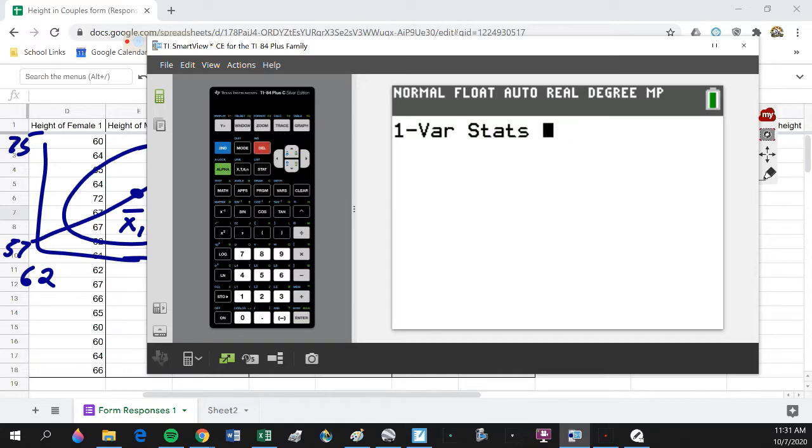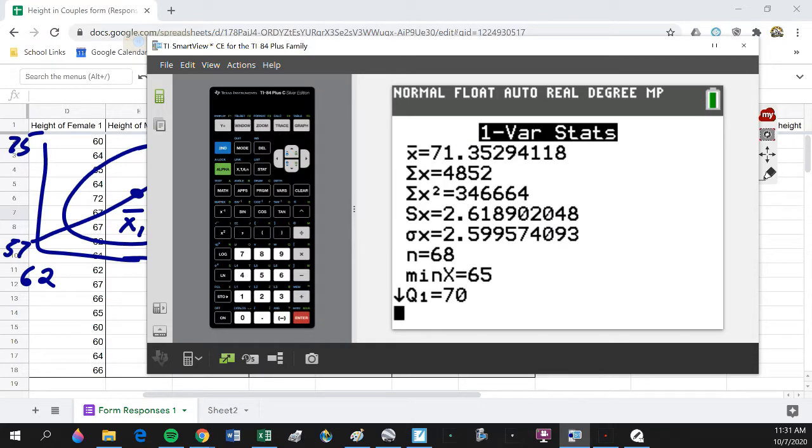So we need to do L1 first, write down the average and the standard deviation. Sigma. So the top one is average, so 71.35, and standard deviation is 2.599.